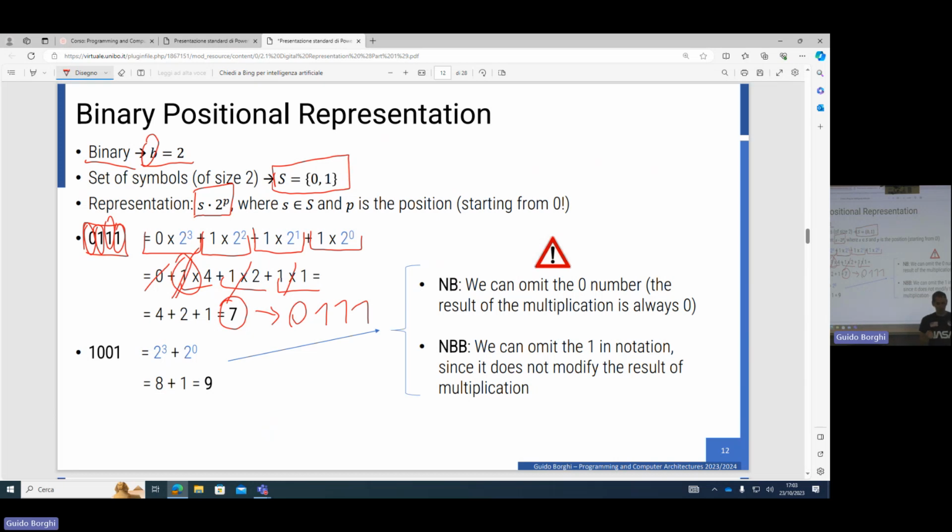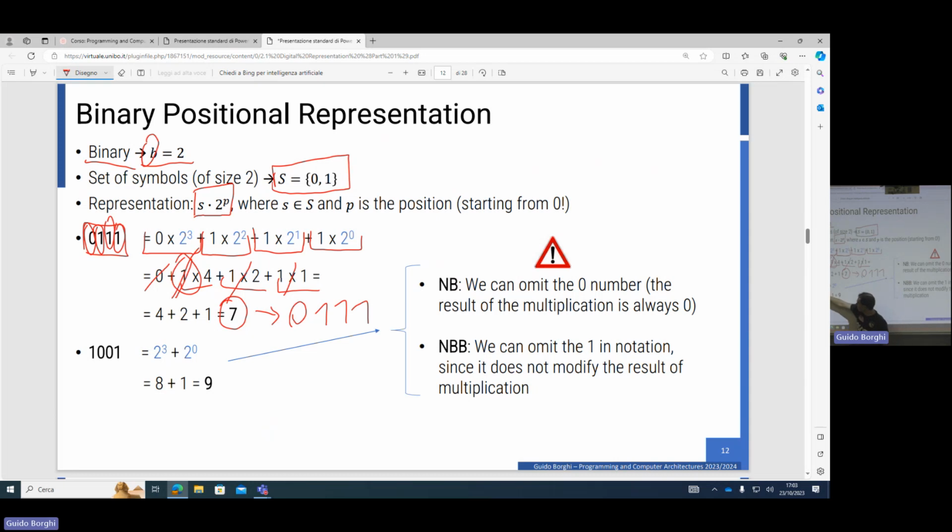So with the number 1001, what do we have? We can skip all the zeros, not important. We start from the first one. So the first one is in the first position. We can omit also 1 times, since the 1 doesn't modify the result. So we have only to write the related power of 2, that is the power of 2 related to the position of the digit. So the first one is 2 to 0, since the 1 is in the first position.